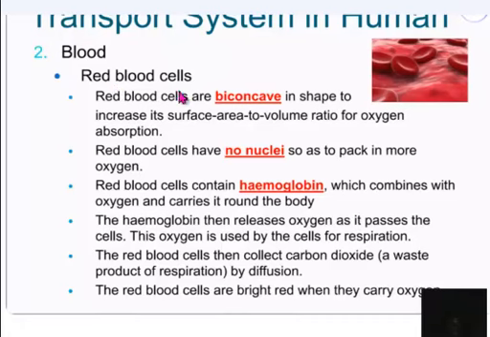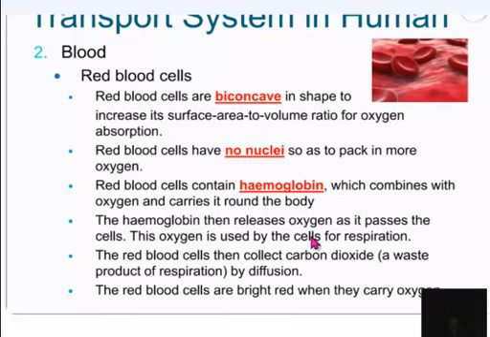Red blood cells are biconcave in shape to increase the surface area to volume ratio for oxygen absorption. That is why it has this biconcave shape. The question is, why is the red blood cell biconcave? It's to increase the surface area to volume ratio for oxygen absorption. Red blood cells have no nucleus, so as to pack in more oxygen. Red blood cells contain hemoglobin, which combines with oxygen and carries it around the body. So these are the parts of the red blood cell that I want you to understand here.